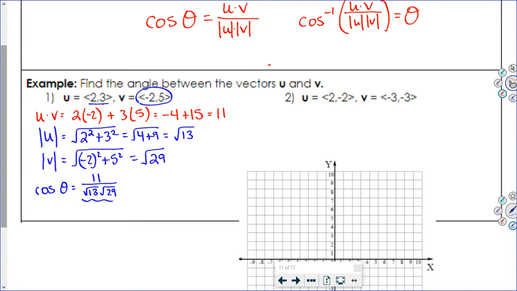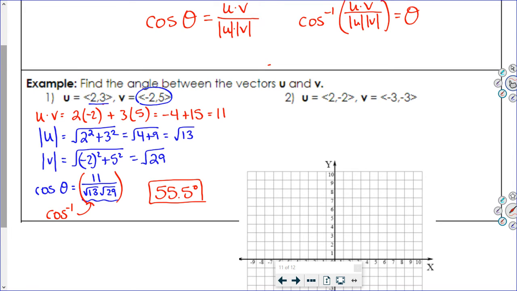Okay, and this is going to give you a gross decimal. That's fine. And what you would do then is you would do the inverse cosine of that whole number. Okay, so take a minute, see what you come up with for that. Hopefully you came up with 55.5 degrees for that angle measure.